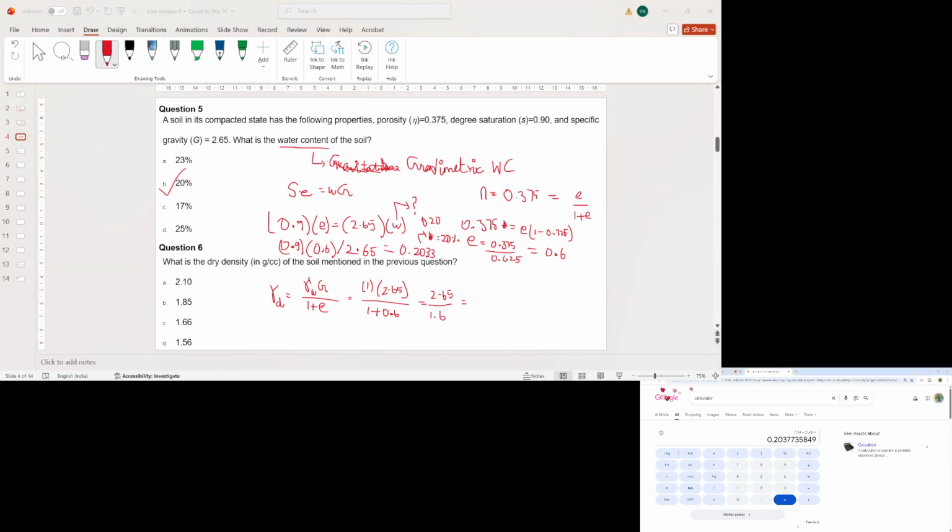How much is it? 2.65 divided by 1.6 is going to be 1.656. Rounding off to two decimal places, it's going to be 1.66 gram per cc. If you want to convert it to kg per meter cube, then just multiply it by 9.81. So that is the dry density.